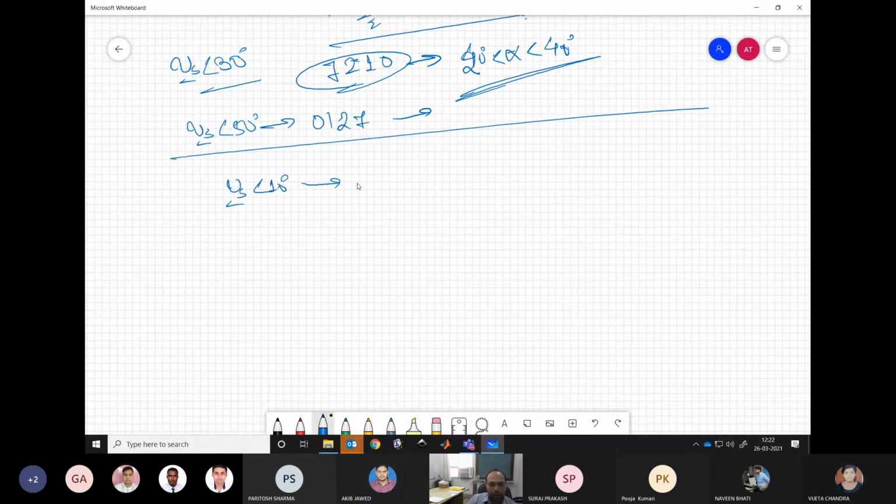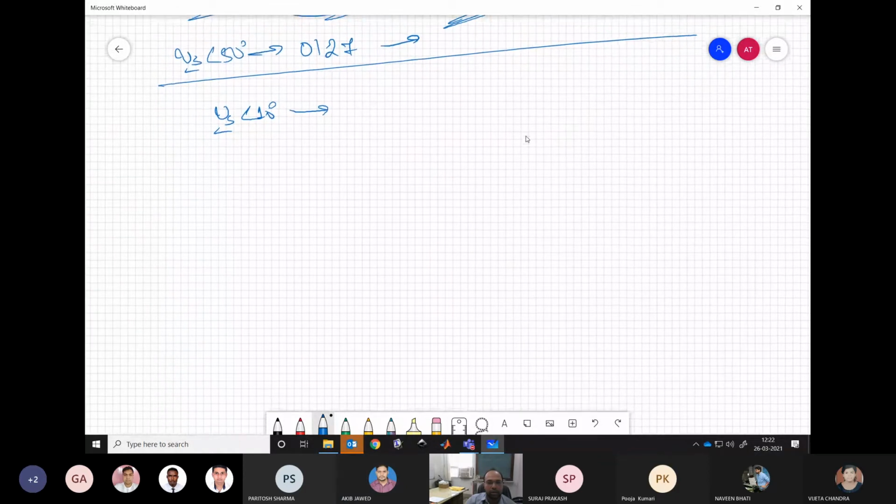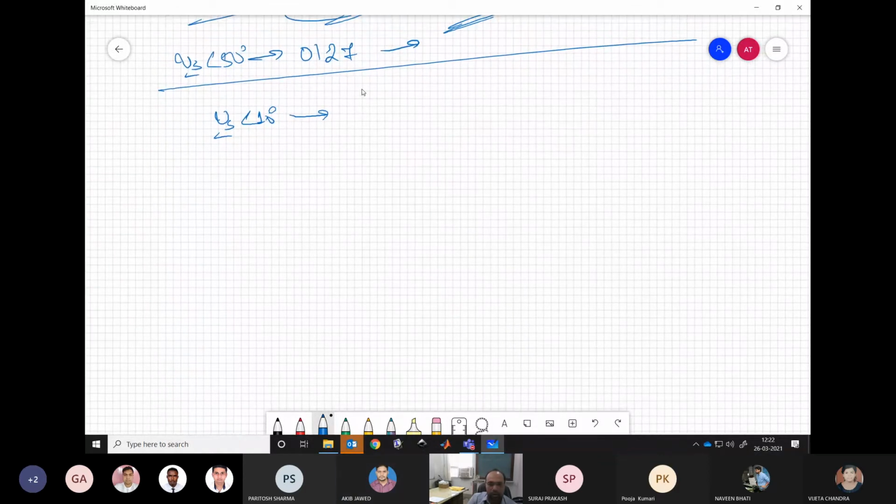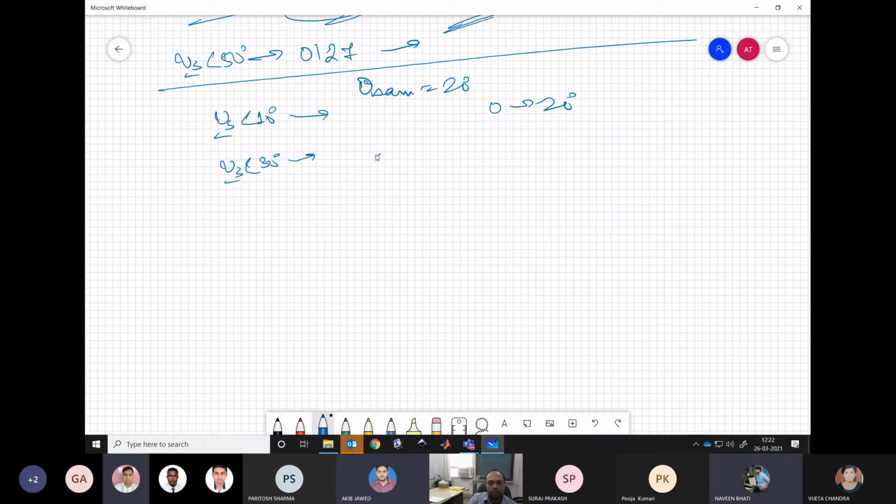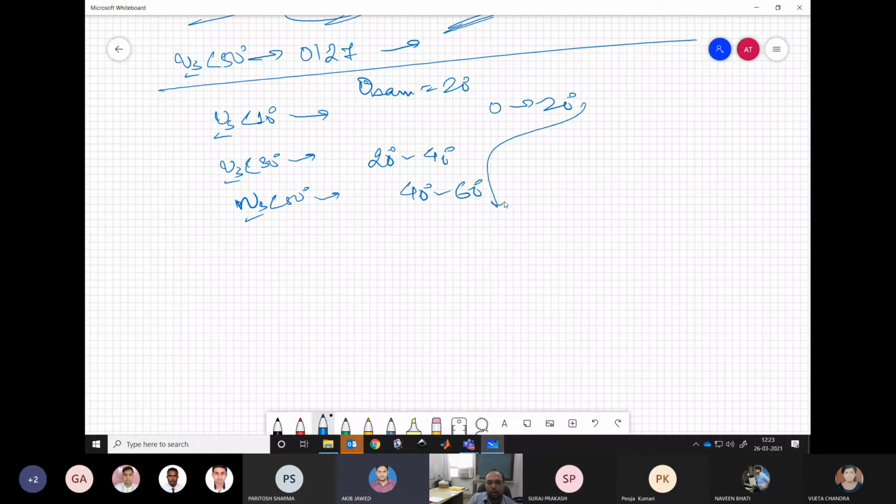So now again, quick answers. What is the range if we have to realize Vs at 10 degree, for theta sampling equal to 20 degree? 0 to 20. Now Vs at 30 degree? 20 to 40. Now Vs at 50 degree? 40 to 60. Are you getting this continuity? How it is coming?